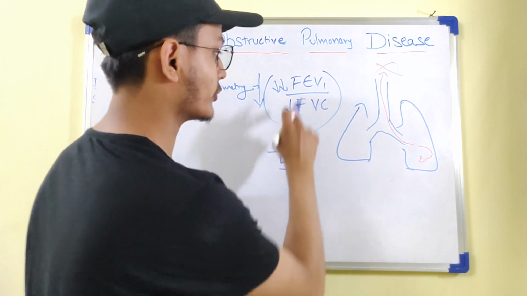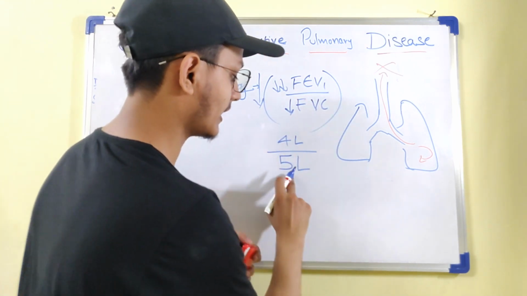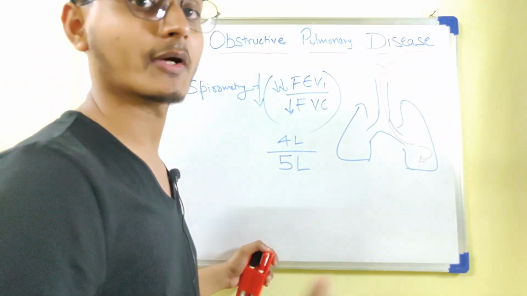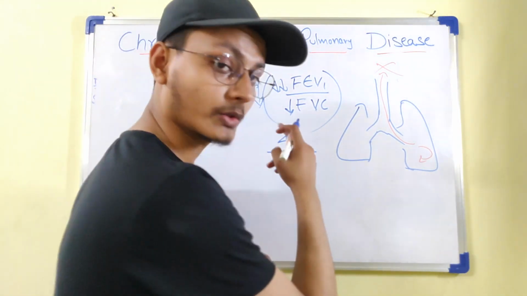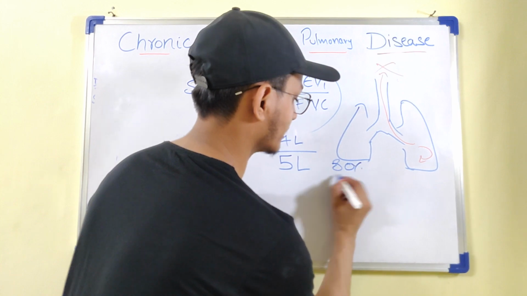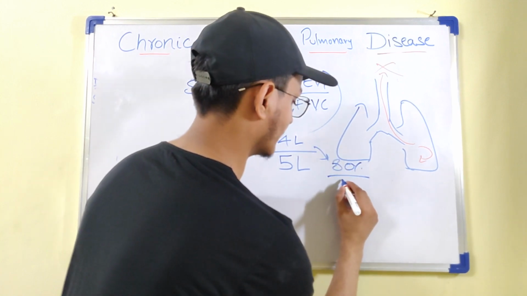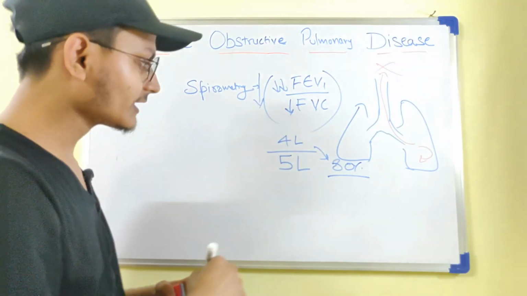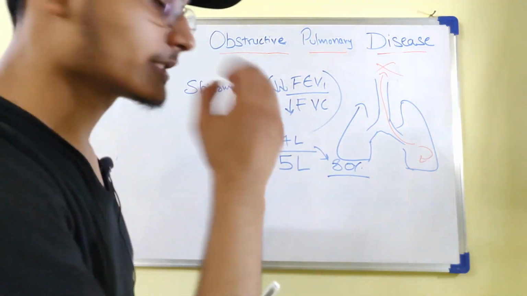So this is your forced expiratory volume in 1 second, and this is your 5 liters, that is the forced vital capacity. So forced expiratory volume is about 80% of the total forced vital capacity, as we can see. It's about 80%, right? So this is the normal case.